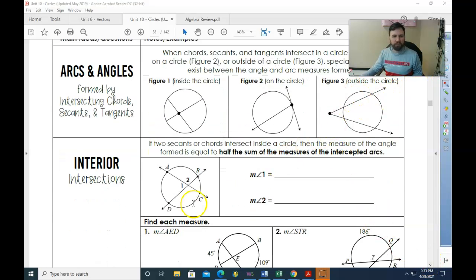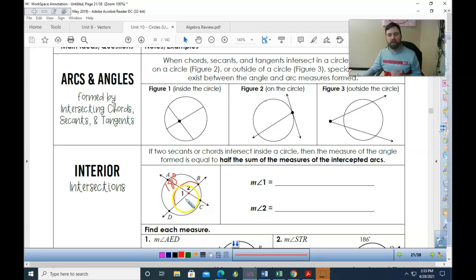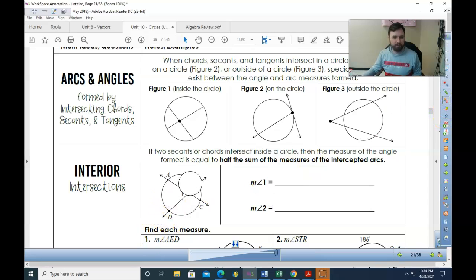Now, the first case is what do we do if we have two lines that intersect inside the circle? Right away, I can tell you that angles 1 and 2 are going to be supplementary and add up to 180. That's going to come up a lot, right? Because if you find angle 1, subtract it from 180, you'll get angle 2. Always keep that in the back of your head. We've been doing that all year, and this is no exception.